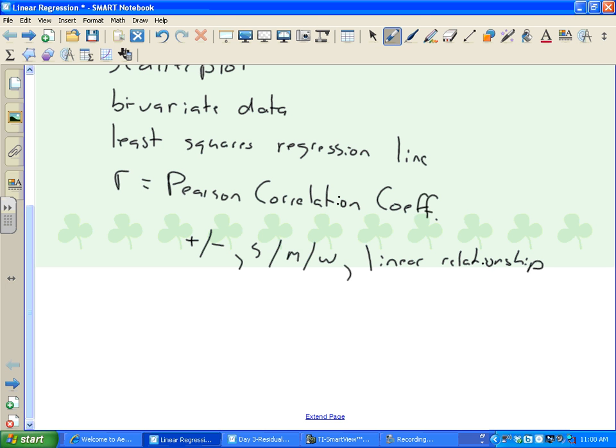You should definitely know that the range for R is from -1 to +1. The closest to -1 is great, and the closest to +1 is great. The closer you are to 0, the worse off you are.